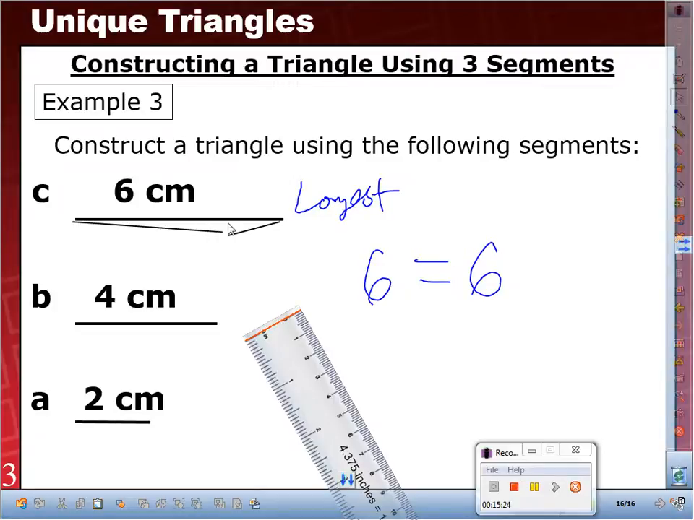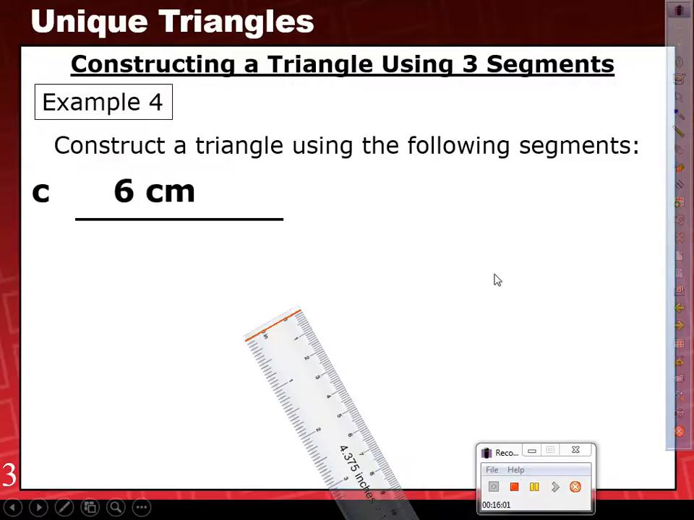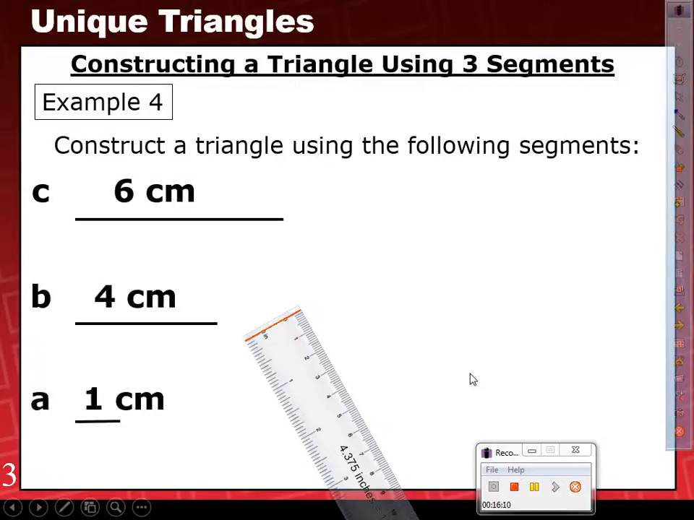Okay? So, let me give you another one. Here we go, example 4. So far, example 3, we could make a triangle. Let's go to this one. Example 4. Segment C is 6 centimeters. Segment B is 4 centimeters. And segment A is 1 centimeter. Oh my goodness. Copy that and see if you can make your triangle.